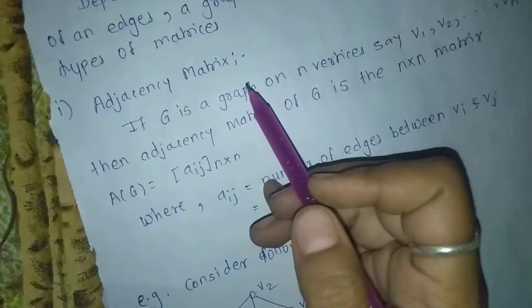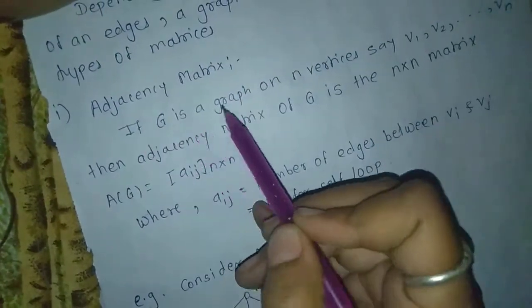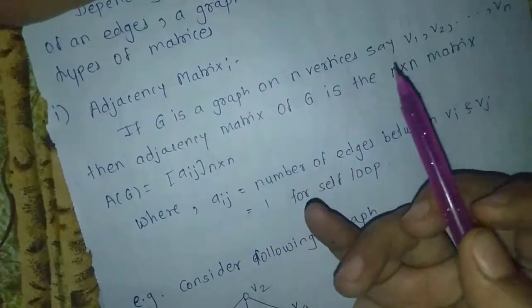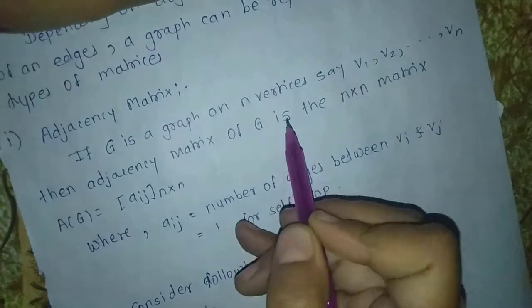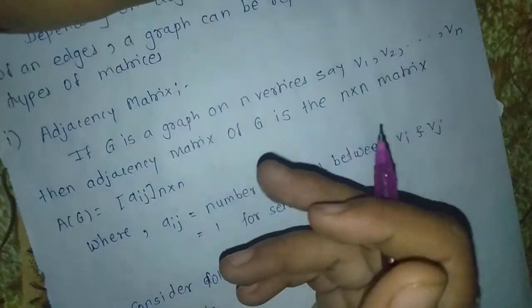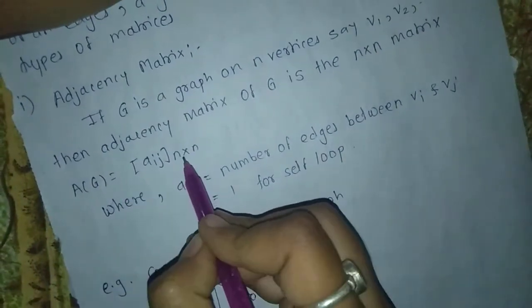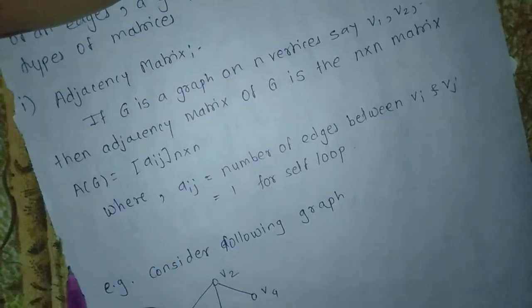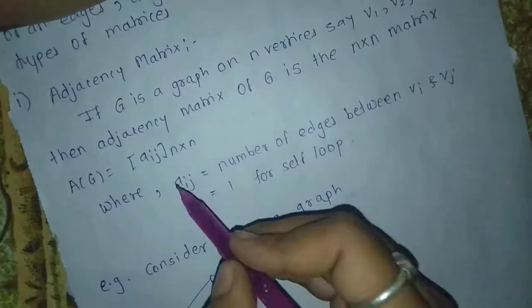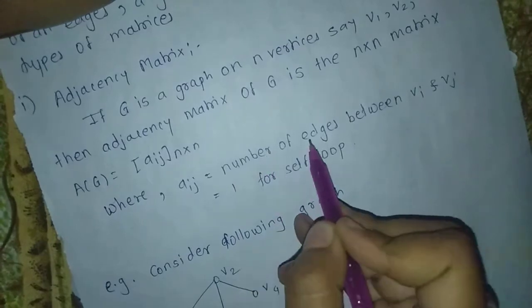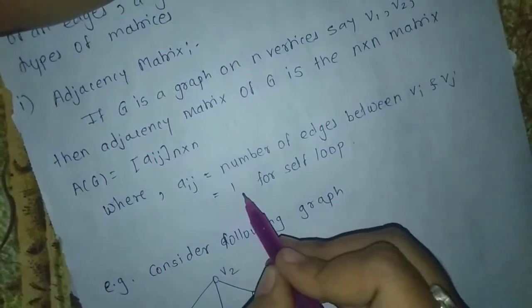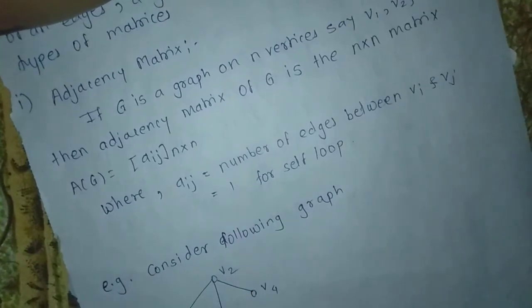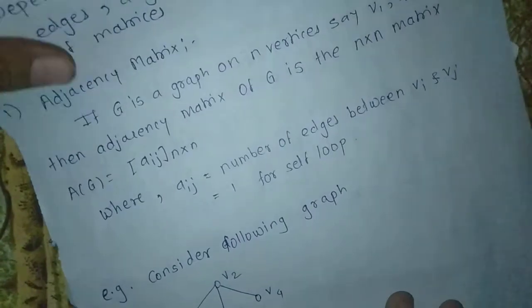First, adjacency matrix. If G is a graph on n vertices, say V1, V2 and so on Vn, then the adjacency matrix of G is the n by n matrix A(G) with entry Aij, where Aij is equal to the number of edges between Vi and Vj, or is equal to 1 for a self loop.